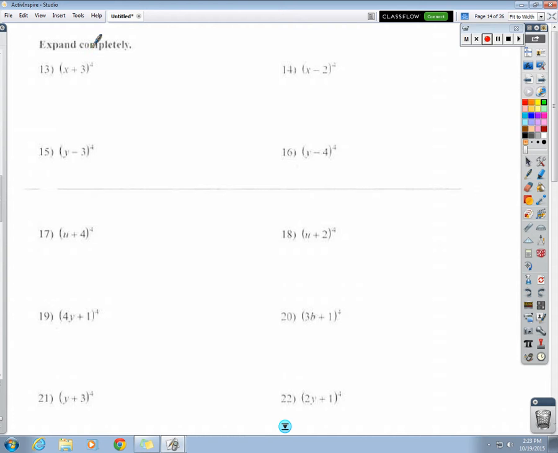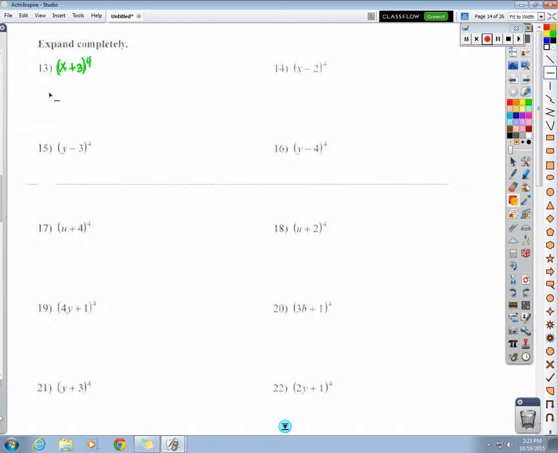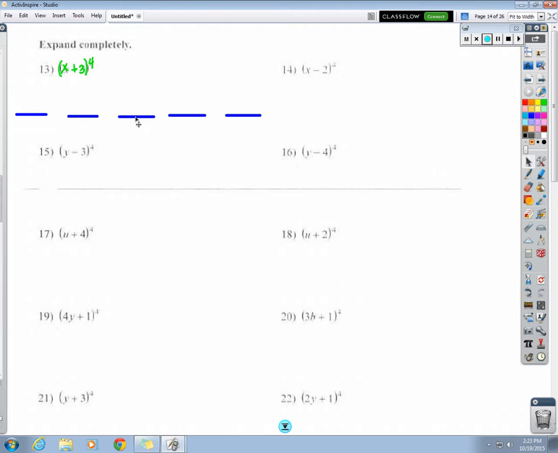Okay, number 13. What is that, an x plus 3 to the 4th power? For this one, they want you to expand it completely. If it's to the 4th power, how many terms are you going to have? 5. So I'm going to go ahead and make my blanks. The reason I'm doing this is because when you take this quiz tomorrow, they're not giving you any blanks. You have to know how many terms you're going to have. And I think if you go ahead and write out how many blanks you need, it will be helpful to you.